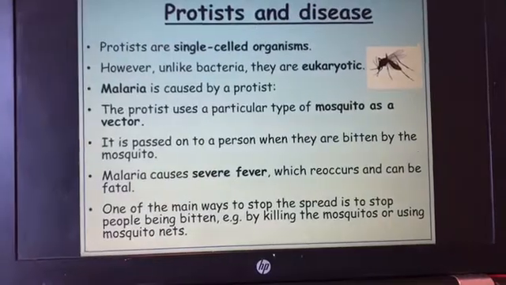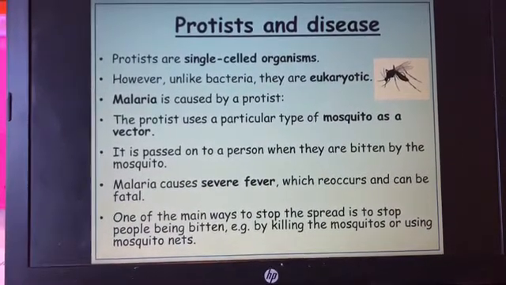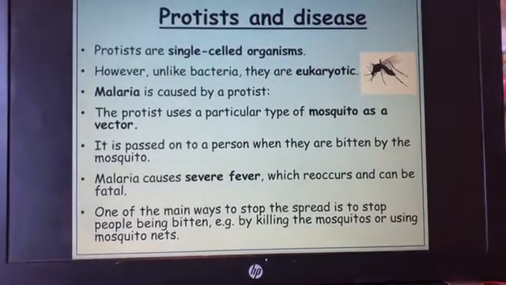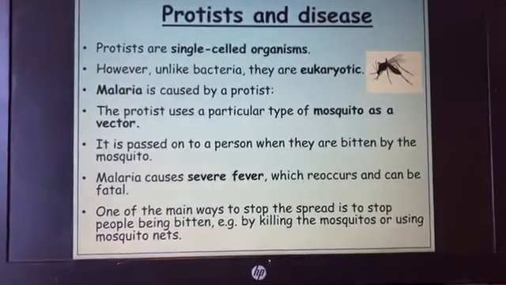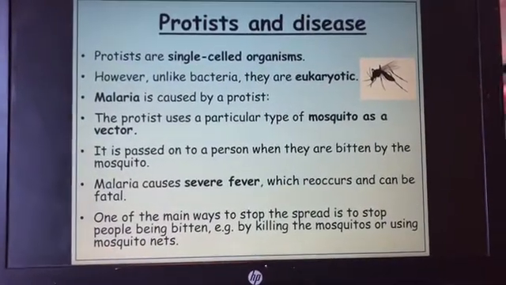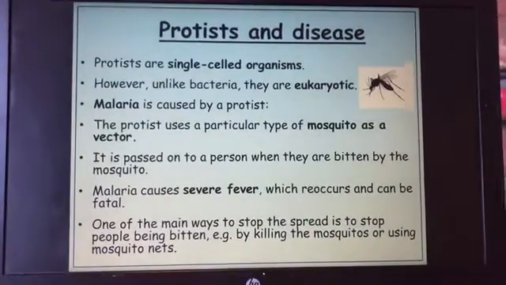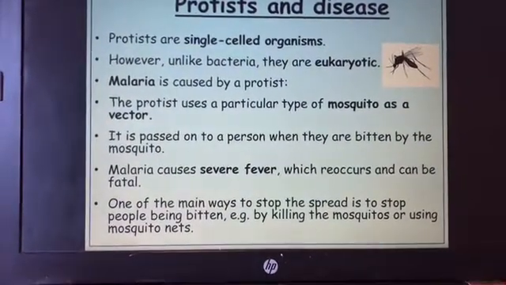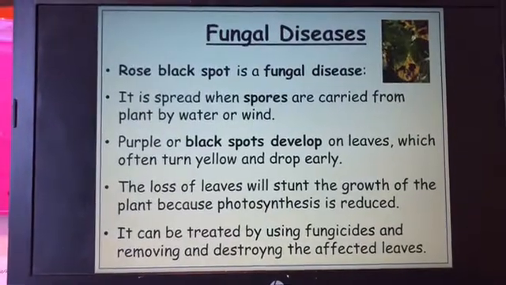So the main way of preventing it is you can use mosquito nets to stop them actually accessing the skin. You could use insect repellents, or you can take anti-malarial tablets. Just to note, protists are single-celled like bacteria, but they are eukaryotes, so they do contain a nucleus.